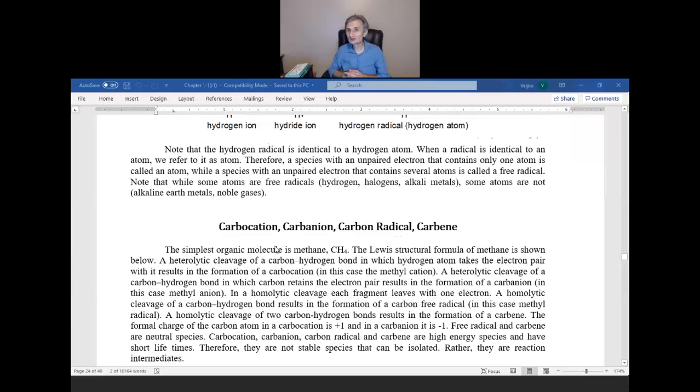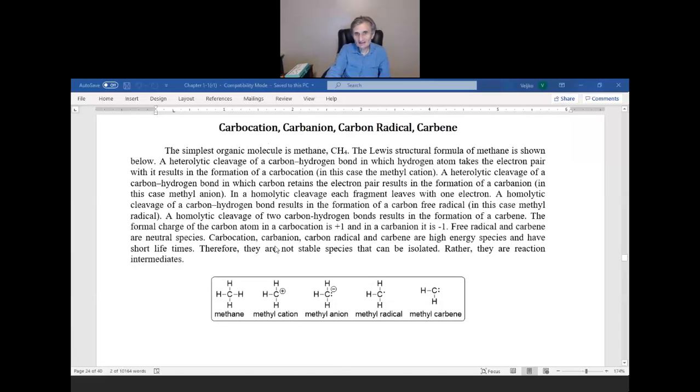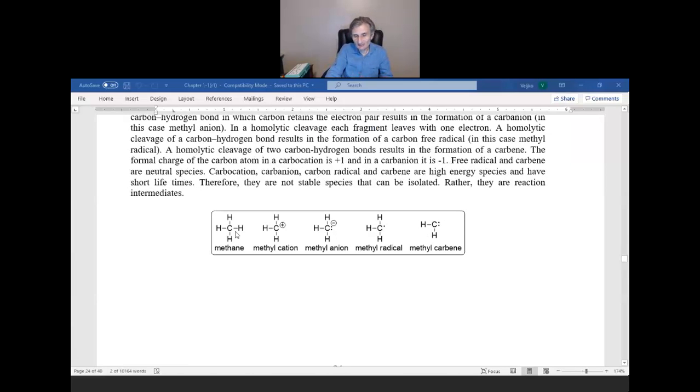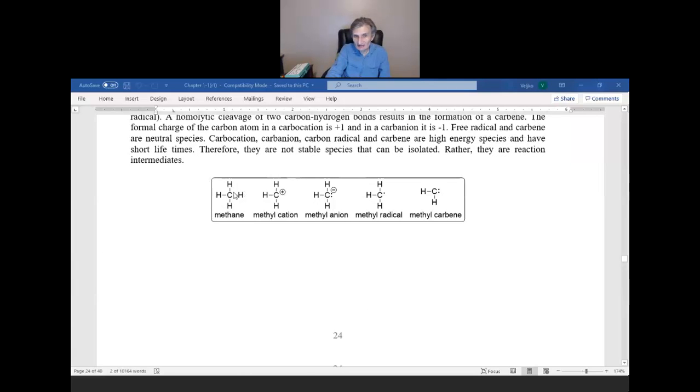Carbon intermediates are more complex, and you need to know them in detail. They are used or encountered throughout this course. So they are carbocation, carbanion, carbon radical, and carbene. We can start with methane, and then in a hypothetical process from methane generate all these species. If hydrogen leaves and takes electron pair with it, carbon is left with an empty orbital here and positive charge. That's methyl cation. If hydrogen leaves as a proton and leaves electron pair on carbon, then carbon has a free electron pair and negative charge. That's anion, methyl anion.